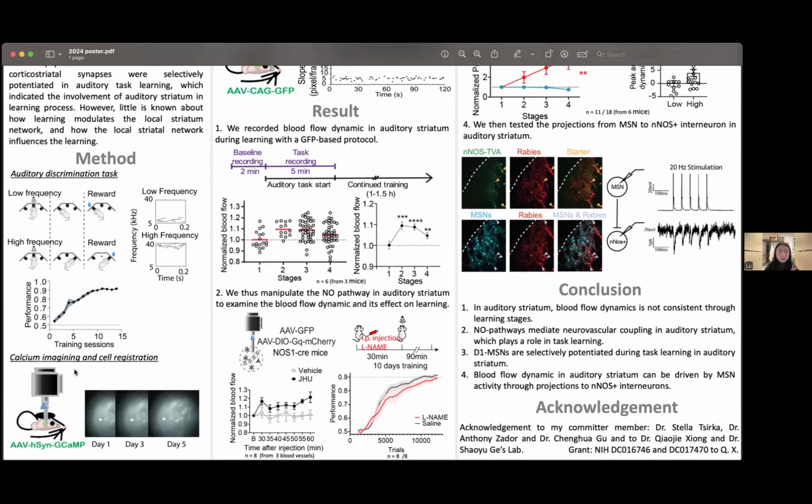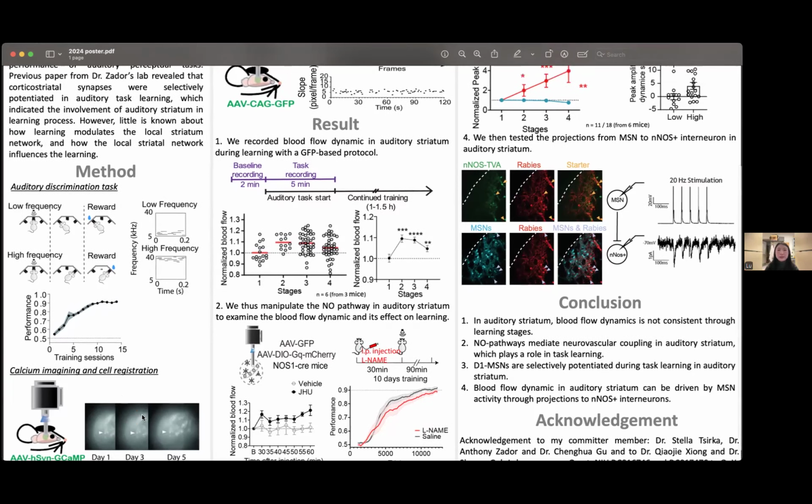And here we are recording the calcium signal, which represents the neuron activity, and the blood flow velocity. Here is the calcium imaging and registration protocol. We injected GCaMP, which is a calcium indicator, into the tail striatum, which is the target region. We use this endoscopic camera to record the calcium signal while the animal is moving. Then through the different learning days, we can register the exact same neurons through the learning stages. So we can see how these neurons are changing their activity through the learning.